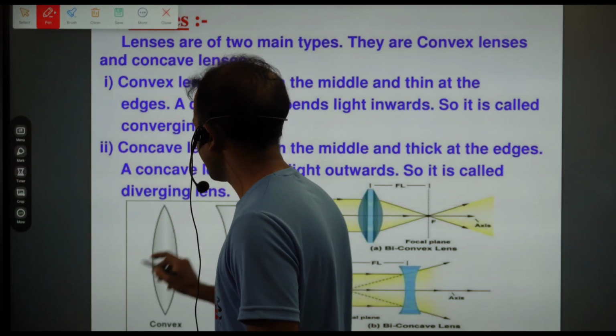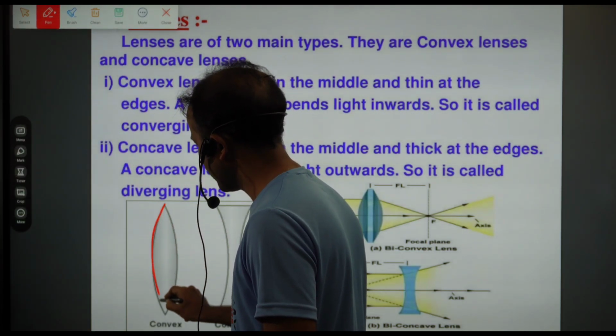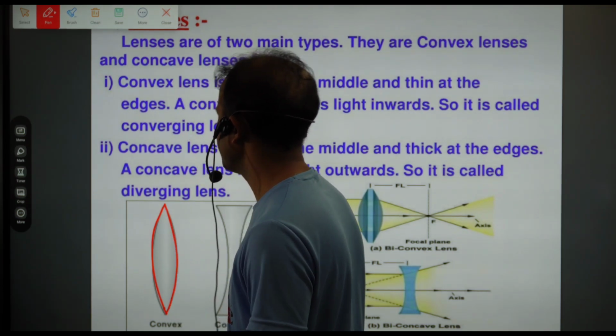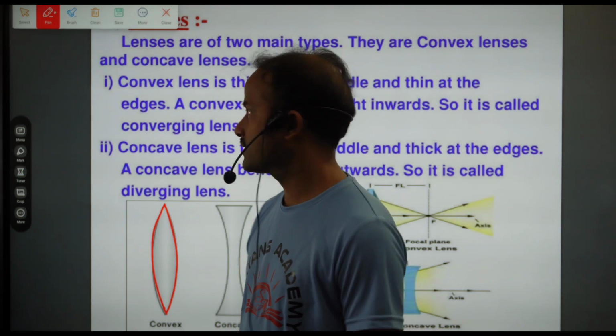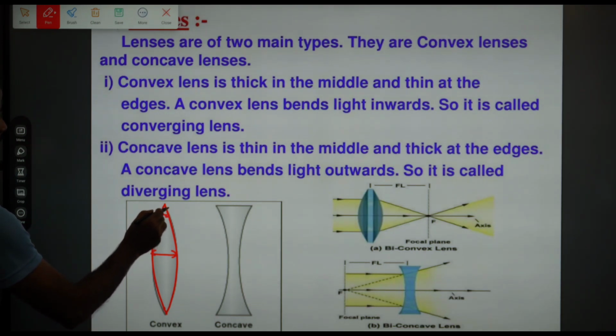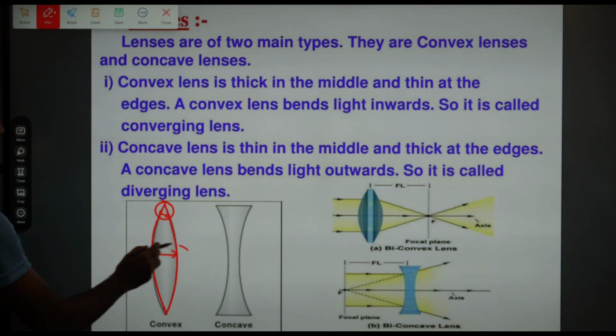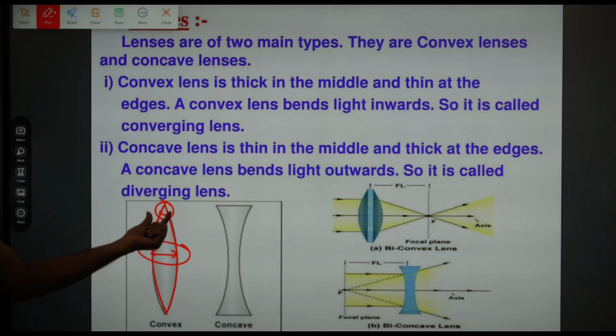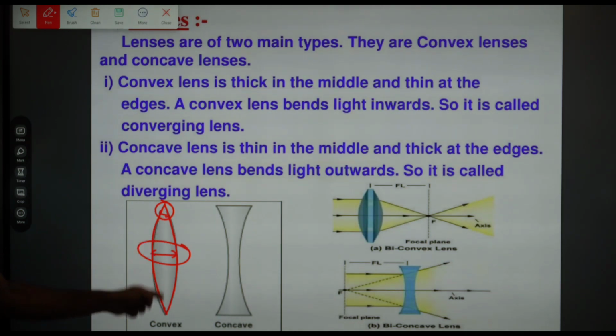Okay, so here we can see this convex shape. Both sides have a convex shape. When you join these, you get the convex lens. A convex lens is thick in the middle and thin at the edges. Here it is very thin, and in between we can see the thicker part, right? So a convex lens is thick in the middle and thin at the edges.